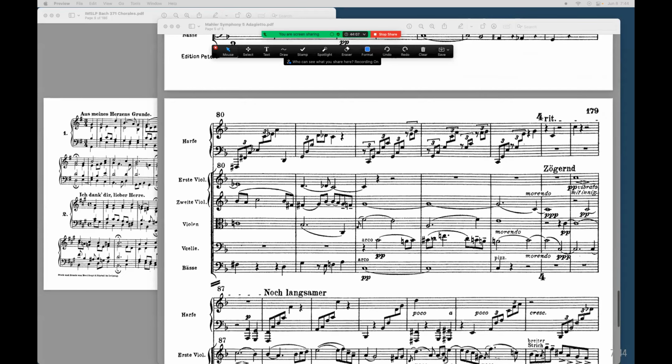So 2 more. We've talked about texture, we've talked about cellos, we've talked about double basses. 2 more things we're going to talk about: the upper strings, and form and focal points. So let's talk about upper strings.